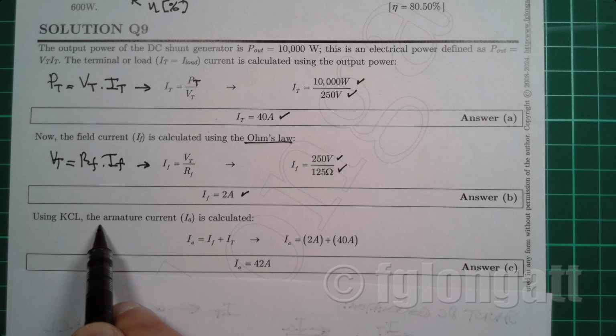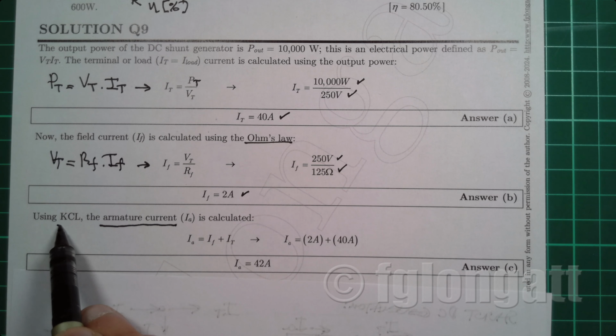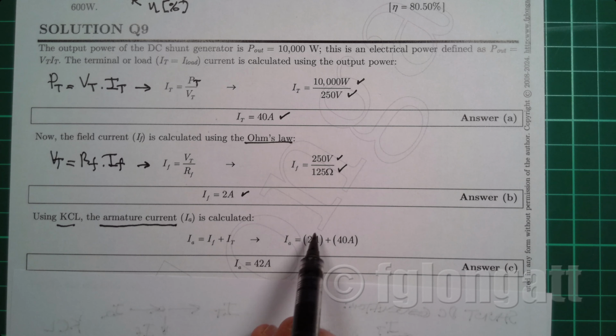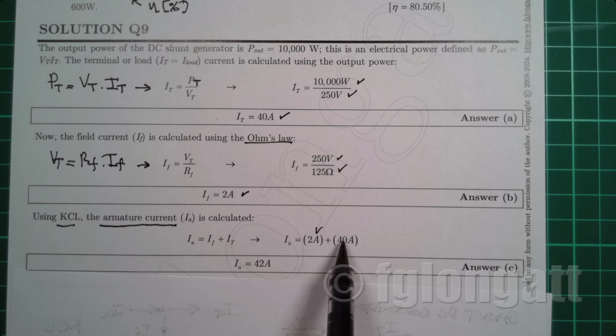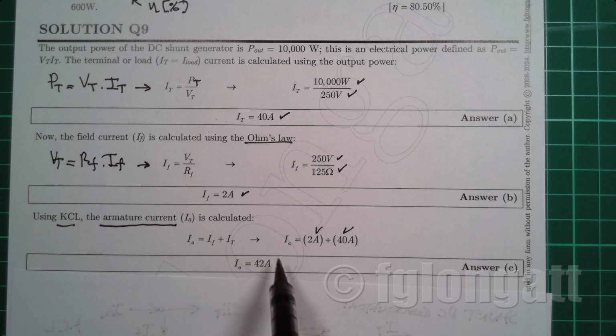armature current. So the armature current coming from Kirchhoff current law will be the field winding current that we already know is 2 amps, plus the terminal current that is 40, and as expected, the armature current is 42 amps, and this is the answer C.